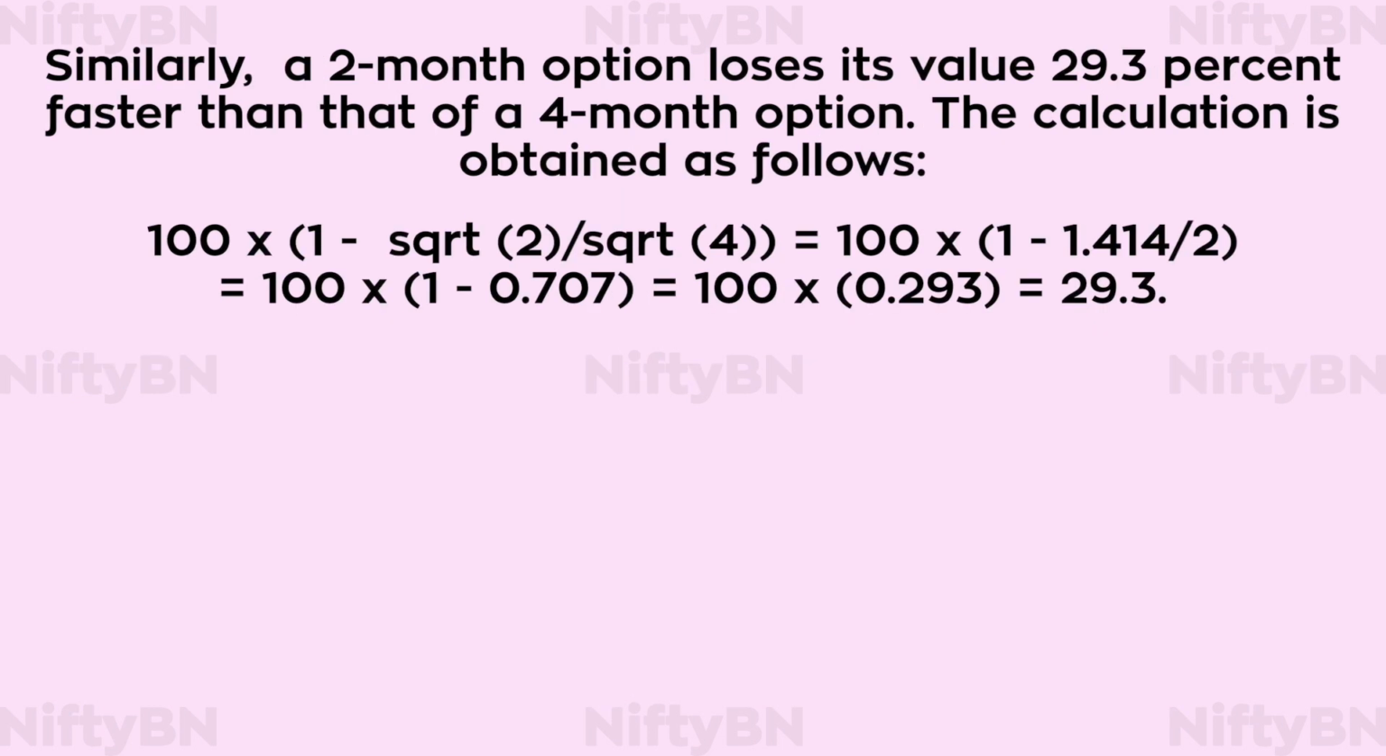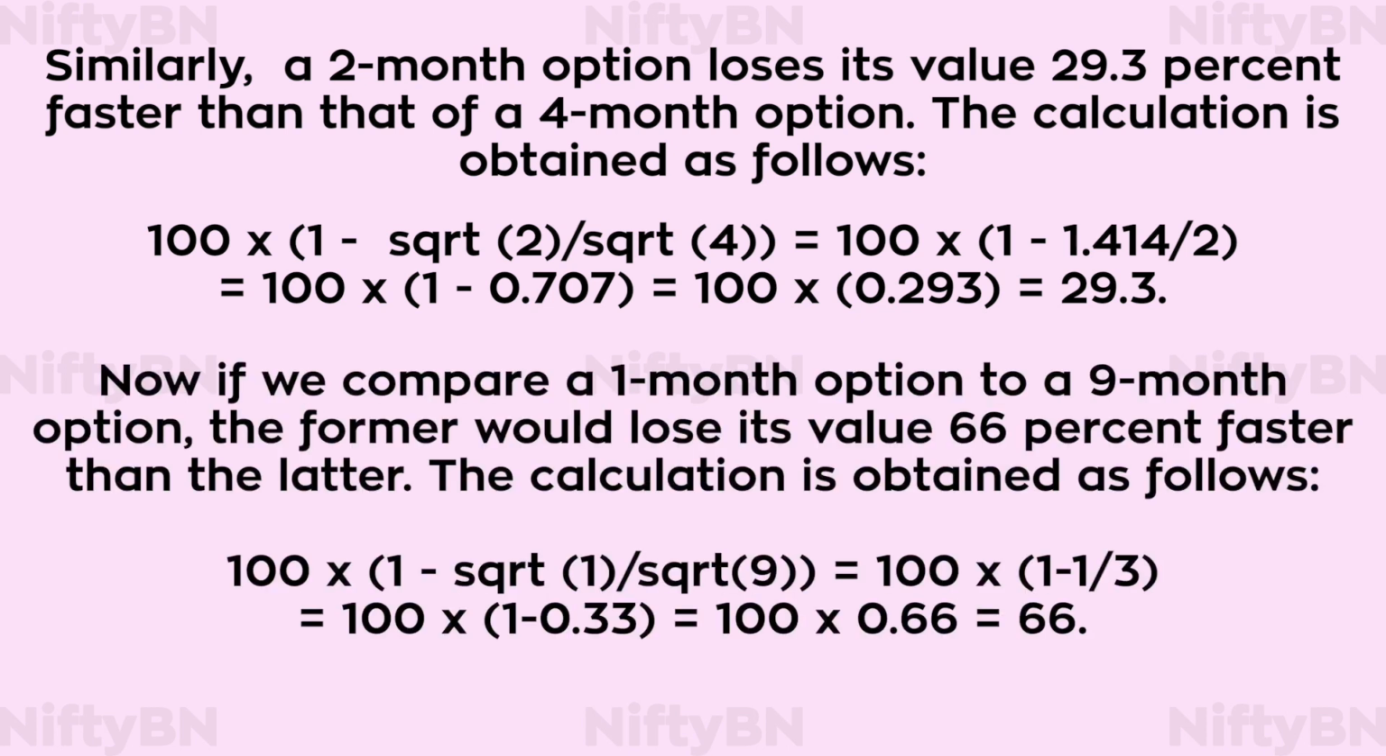Similarly, a 2-month option loses its value 29.3% faster than that of a 4-month option. The calculation is obtained as follows. Now, if we compare a 1-month option to a 9-month option, the former would lose its value 66% faster than the latter. The calculation is obtained as follows.